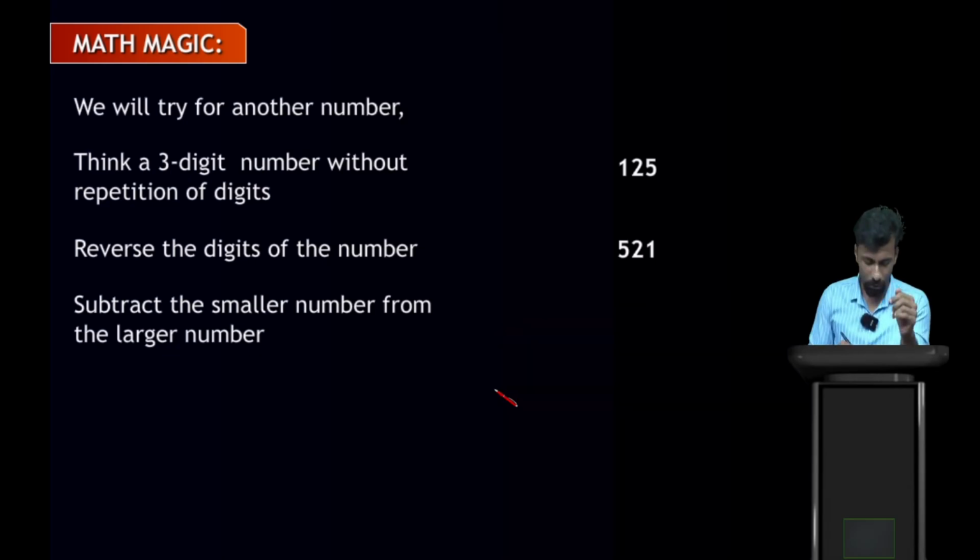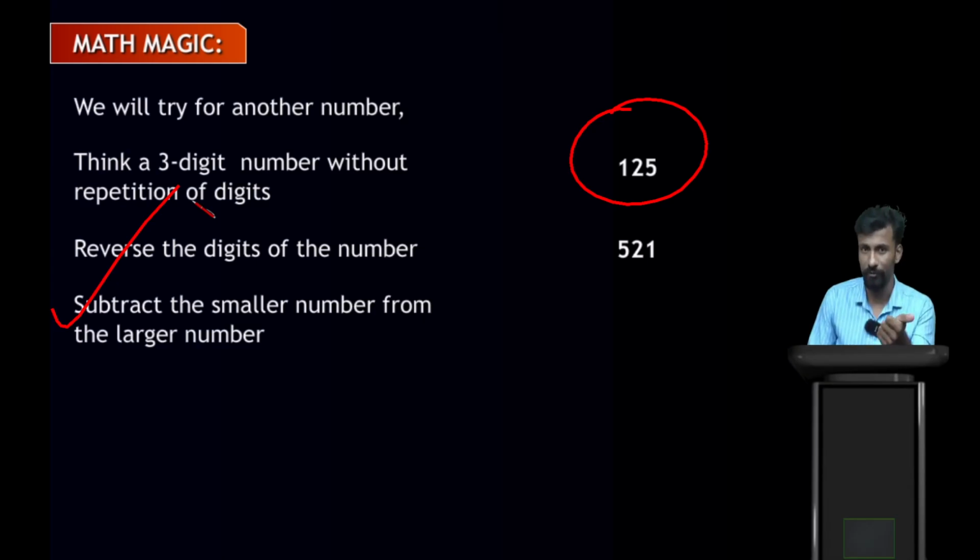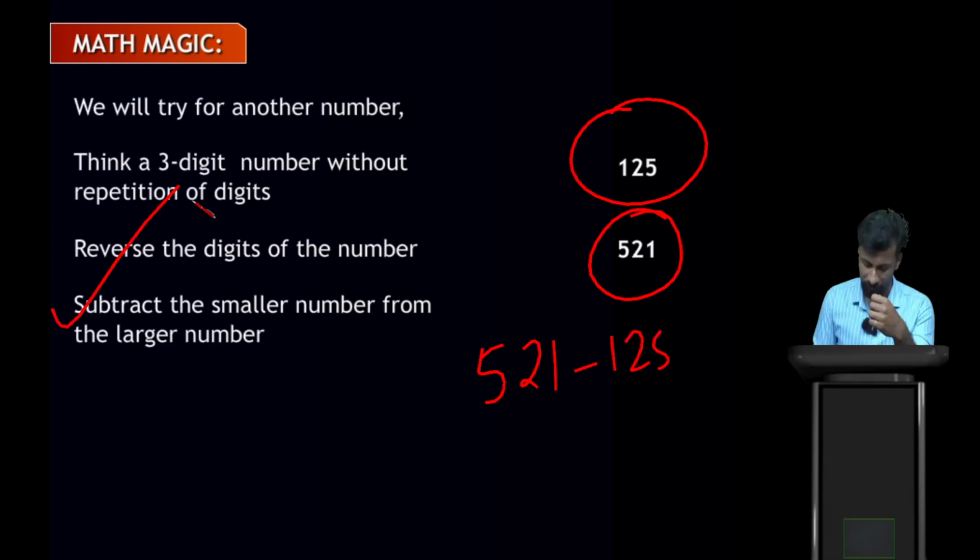Yes. So the next step is subtract the smaller number from the larger number. Which one is the smaller number? 125. Which one is the larger number? 521. Simple. We just have to subtract one from the other. So 521, that's the largest number, minus the smallest number, 125. So that will be our result.